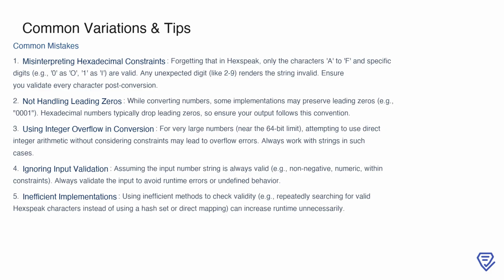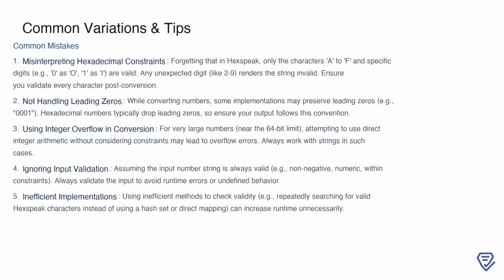after conversion. Another common mistake is not handling leading zeros properly. For example, when converting a number like 0001, the leading zeros should be dropped in the final output, as hexadecimal numbers don't preserve them. Additionally, working with large numbers near the 64-bit limit can lead to overflow errors if you rely on direct integer arithmetic. To avoid this, consider working with strings instead.